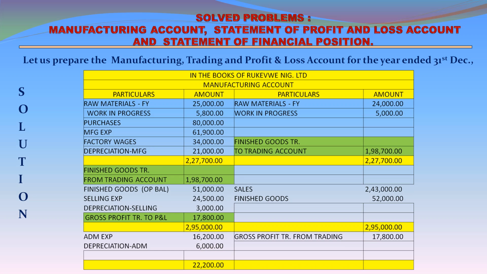In the profit and loss account, on the credit side, gross profit from trading account 17,800. On the debit side, admin expenses 16,200, depreciation admin 6,000, total expenses 22,200. When we balance the account, there is a difference of 4,400 representing net loss transferred to retained earnings account.